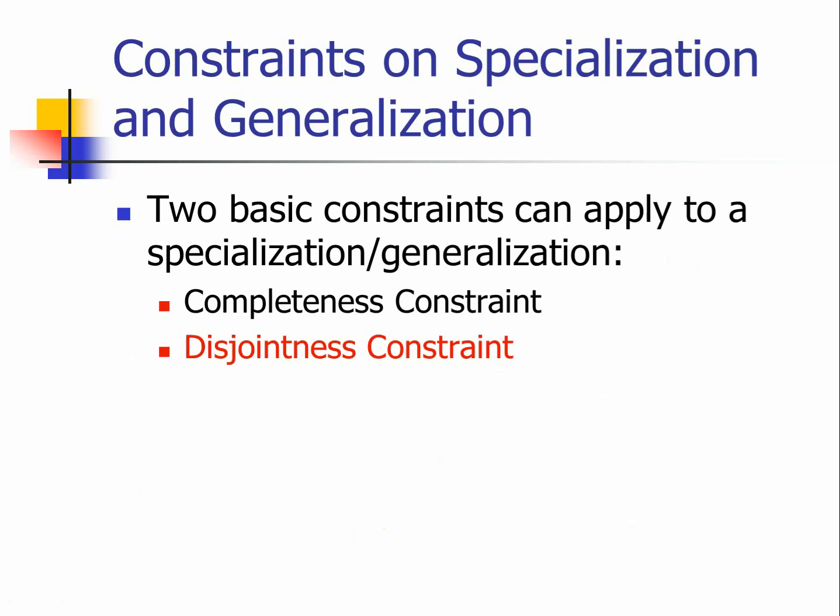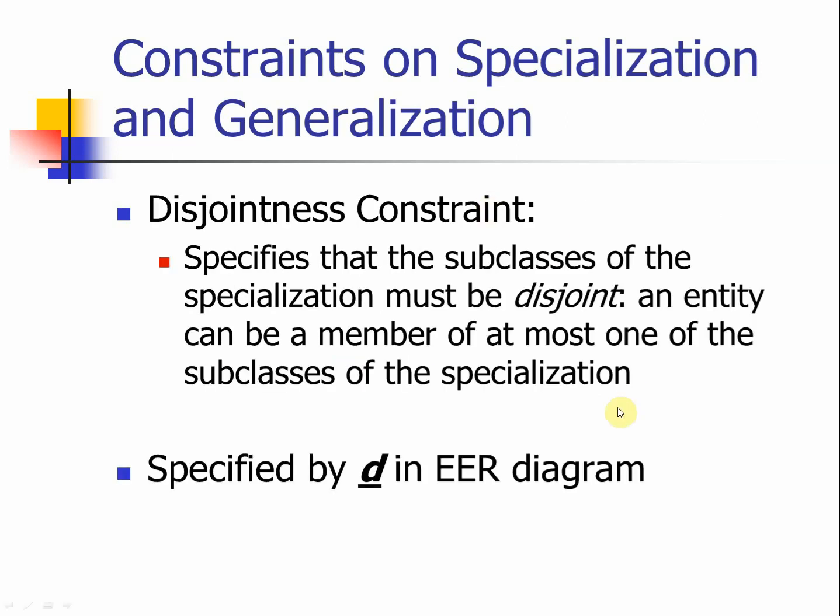The second constraint regarding the EER is the disjointness constraint, and that is what we saw as the small d in the earlier company database. If we put a d, indicating that it is a disjointness constraint, it specifies that the subclasses of the specialization must be disjoint. So what is the meaning of disjoint? Disjoint indicates an entity can be a member of at most one of the subclasses of the specialization. So you can see that if you put a D over there, if you're going to participate in here, you have to choose one.